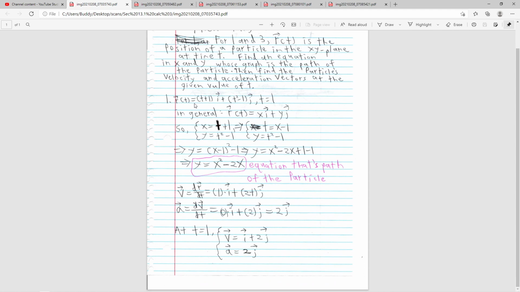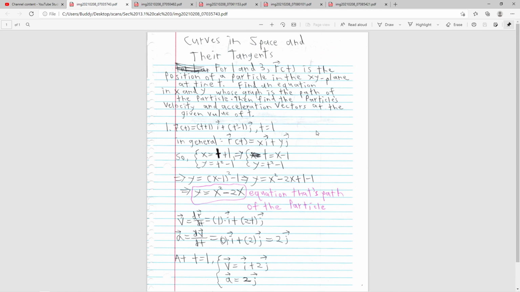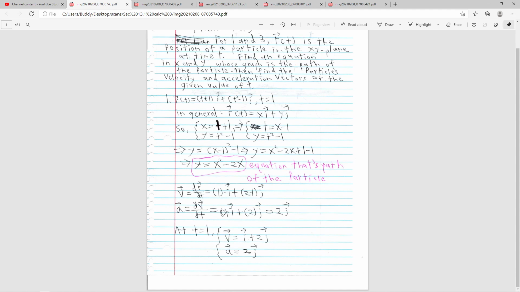But r(t) is equal to (t plus 1)i plus (t squared minus 1)j, t equals 1. And on xy planes, just i and j are used. In general, r(t) is equal to xi plus yj, kind of a general format. So x equals t plus 1 and y equals t squared minus 1 here.